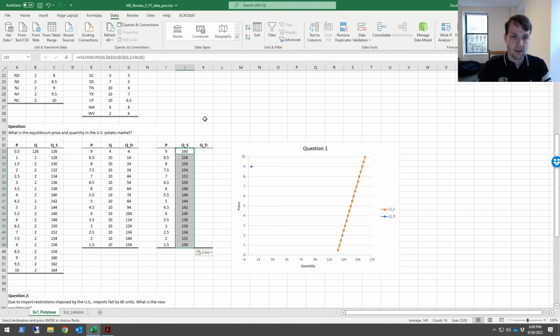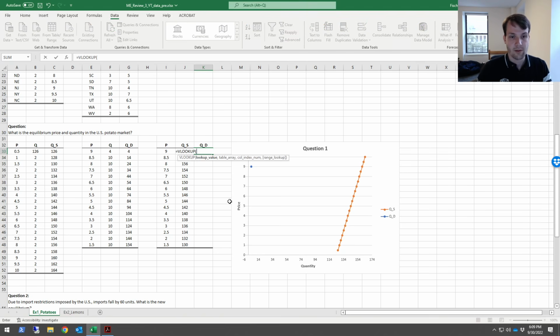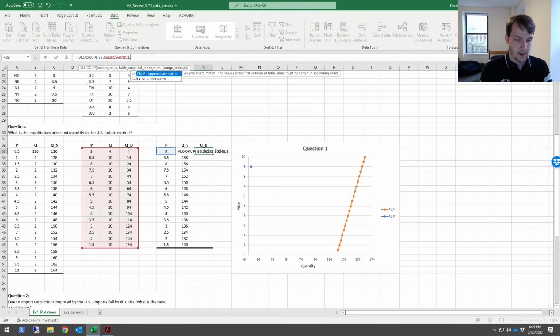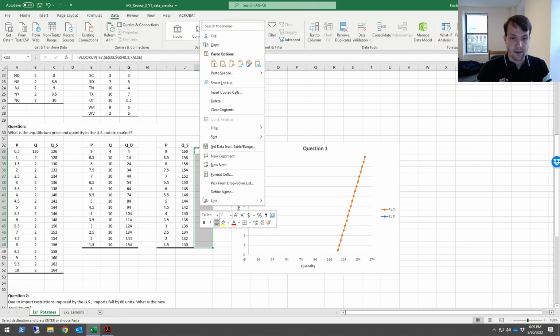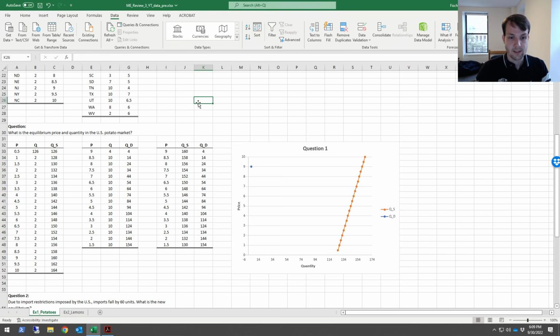We drop this down here, so we have all of these. You can compare that 1.5, 130 is exactly this value here. And now we're going to do the same with the other table. Again, we're going to look up 9. We're going to look it up in this array over here. We want the 3rd column, and we want an exact match, so it's false. And then we just populate this.